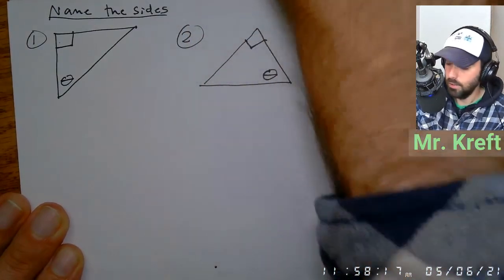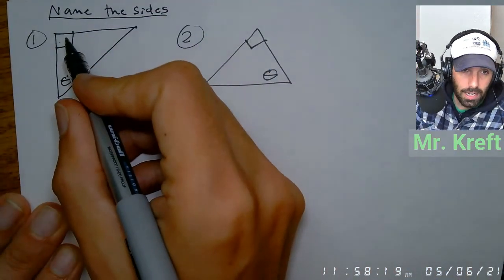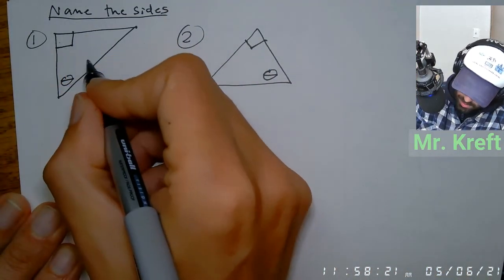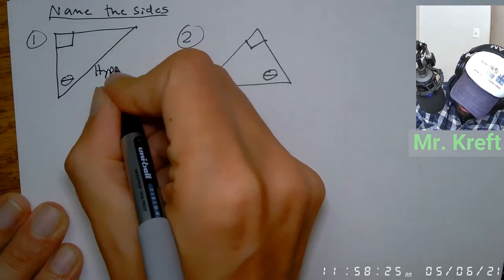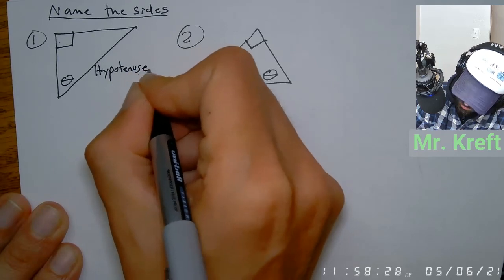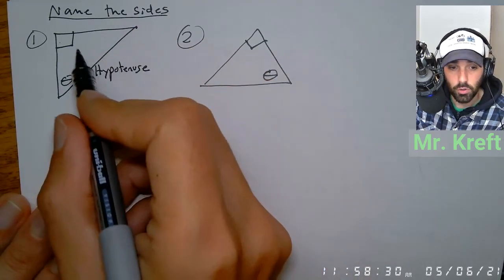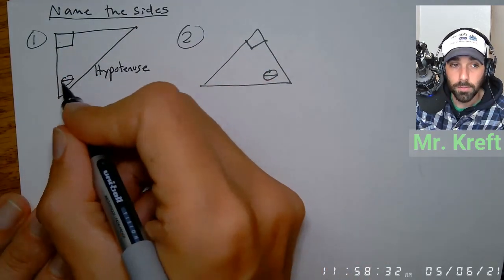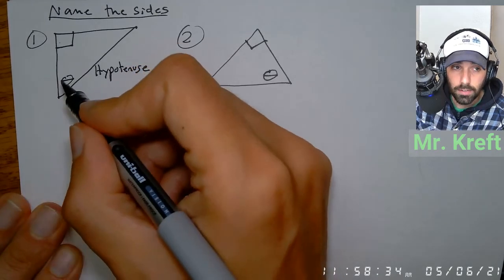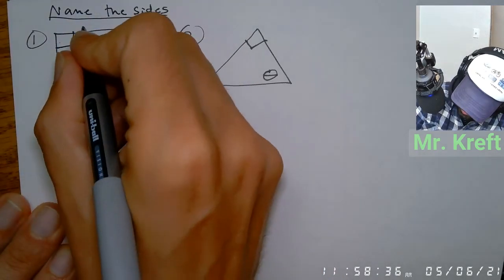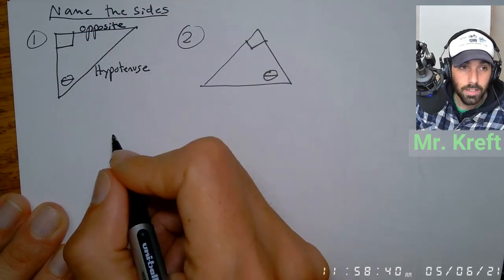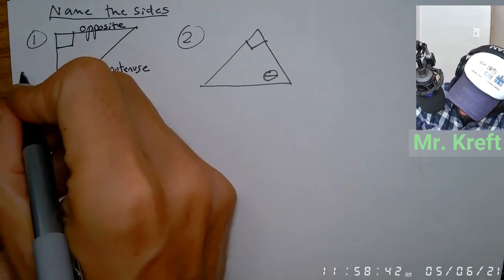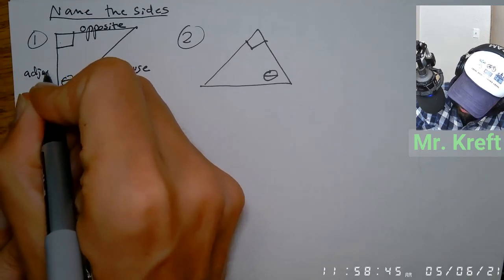All right, so again, how do we do this? Find your 90 and do that first. Across from the 90 is your hypotenuse. That's your longest side. Then my reference angle is down here. The side furthest away, that's my opposite. And then the side that's left over, that's my adjacent.